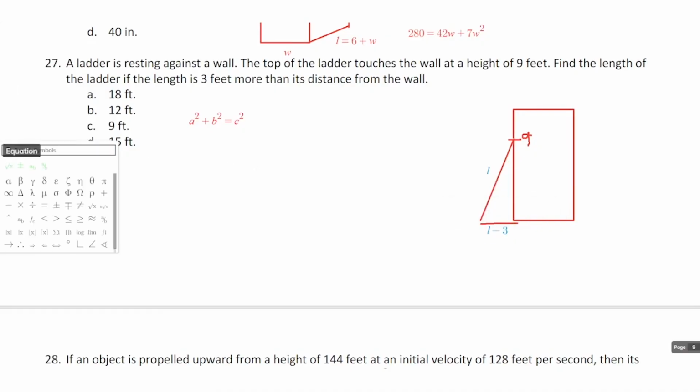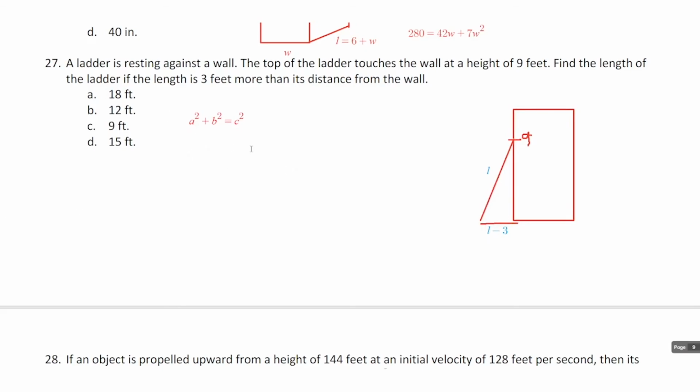So now I can go in and substitute all these expressions in for A, B, and C. Just make sure that the hypotenuse here, the L, is going to be our C. So the setup here will be L minus 3 squared plus 9 squared equals L squared, where L is the length of the ladder. And so first I'll square out this binomial, which just means you multiply it by itself, and you'll get L squared minus 6L plus 9. And then 9 squared is 81, so plus 81 equals L squared.